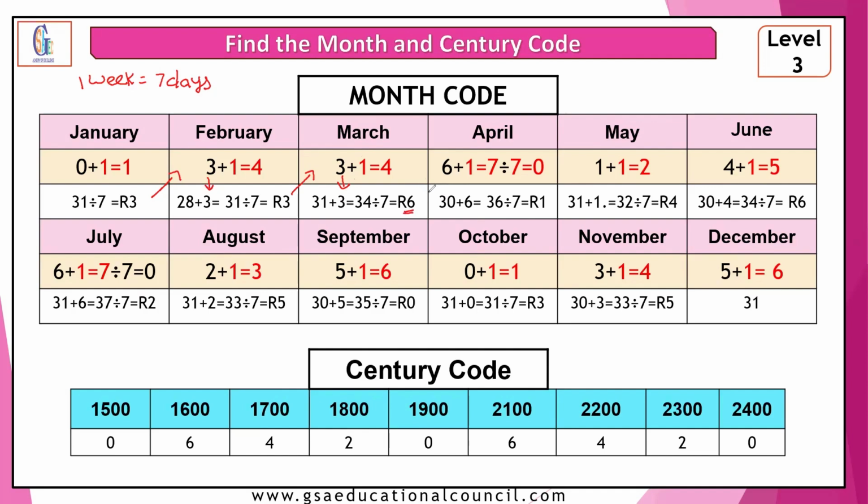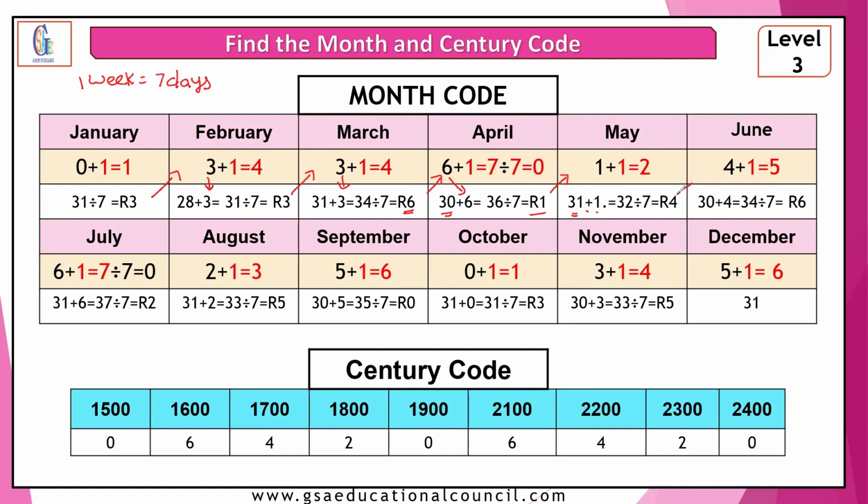Now write down this 6 on the month of April. In April there are 30 days plus 6, that becomes 36, divided by 7, and the remainder is 1. Now this remainder 1 goes to the month of May. In May there are 31 days, 31 plus 1 is 32 days. 32 divided by 7, the remainder is 4.